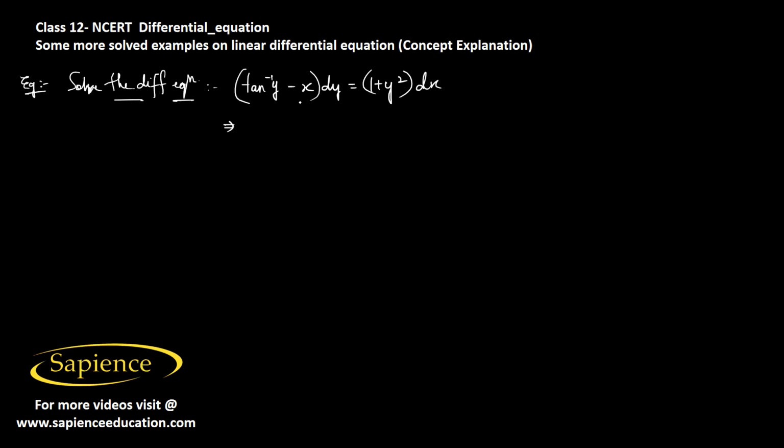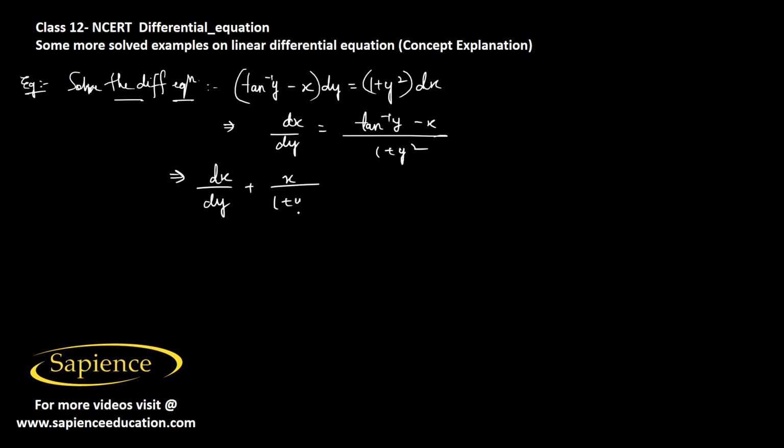So this we can write as dx by dy equals tan inverse y minus x by 1 plus y square. If we slightly rearrange it, then we get dx by dy plus x by 1 plus y square equals tan inverse y by 1 plus y square. So this is a linear differential equation actually.